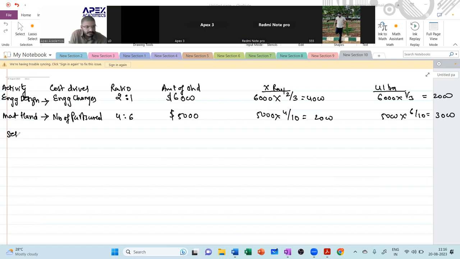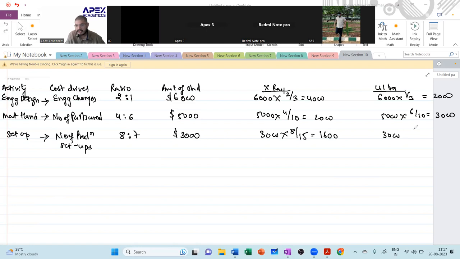Next, we have setup. Setup is based on number of production setups. It is given in the question that the ratio of that is 8:7, and the cost that we are looking at is $3,000. So 3,000 multiplied by 8 divided by 15, your answer here comes 1,600. And here it is 3,000 multiplied by 7 divided by 15, your answer here comes obviously 1,400.